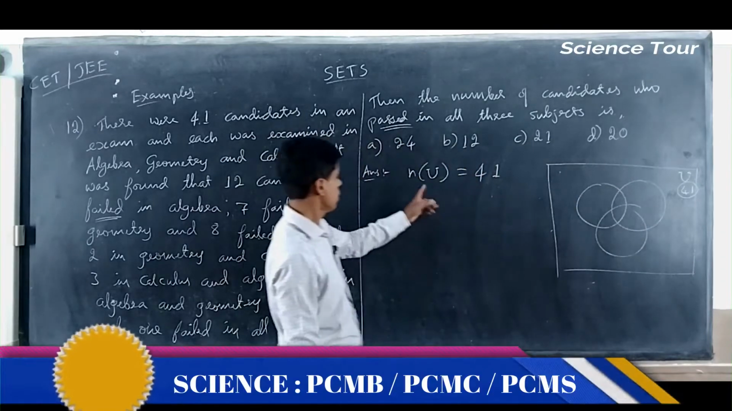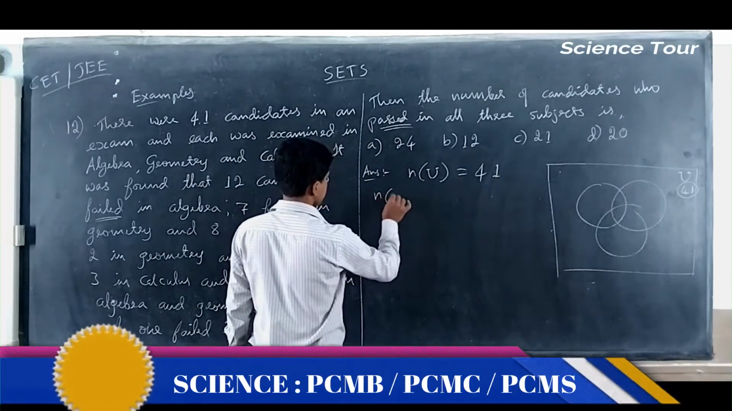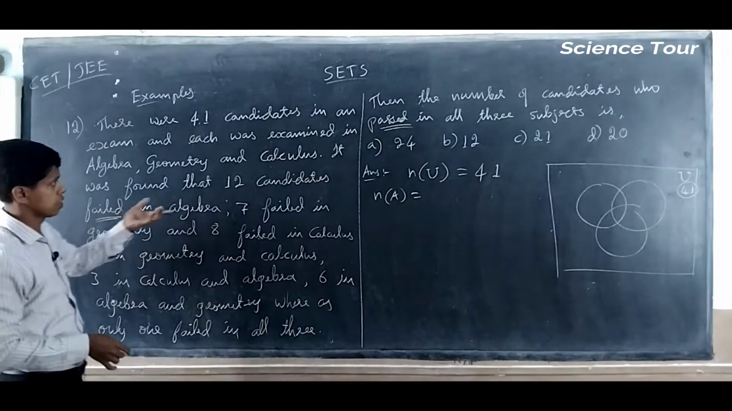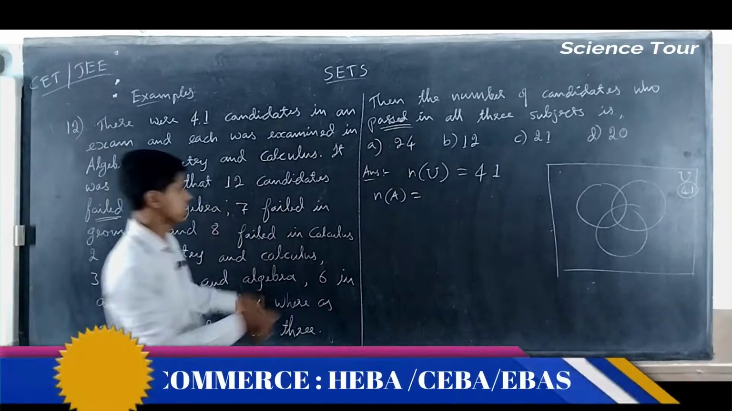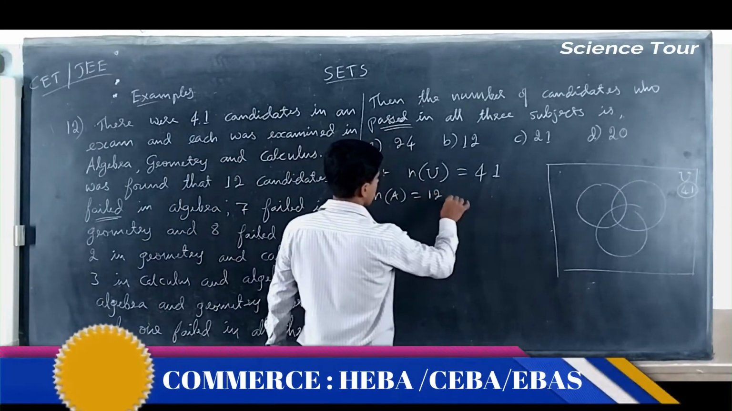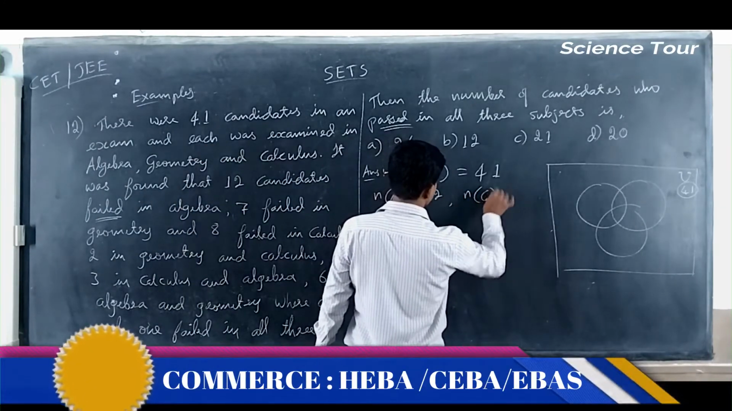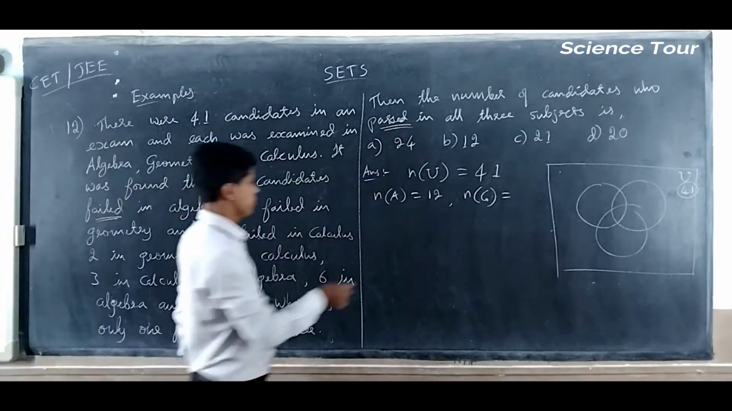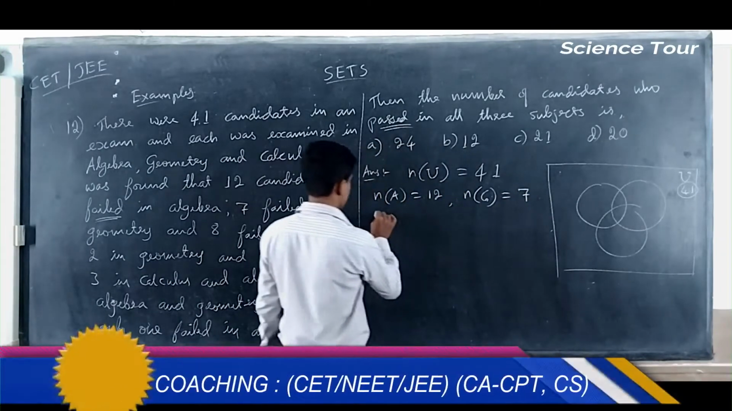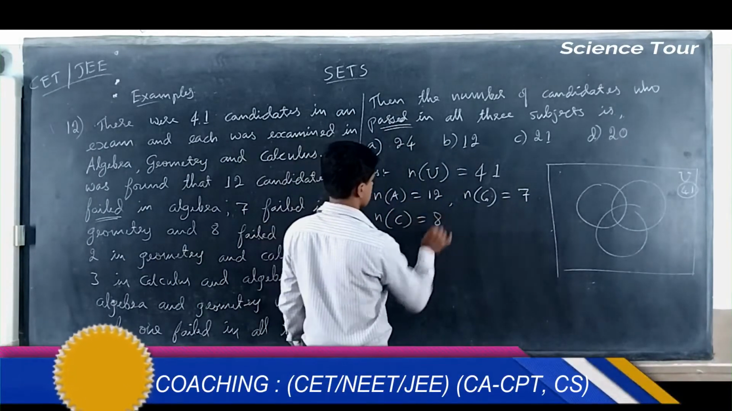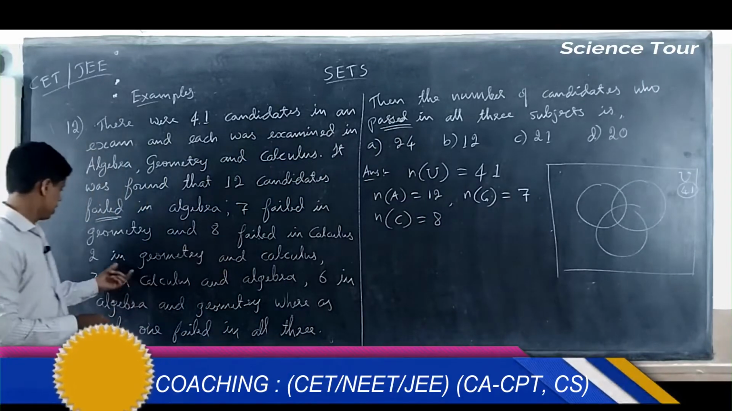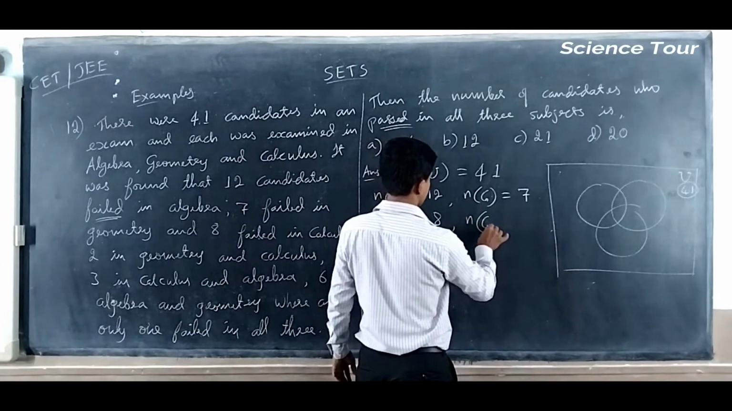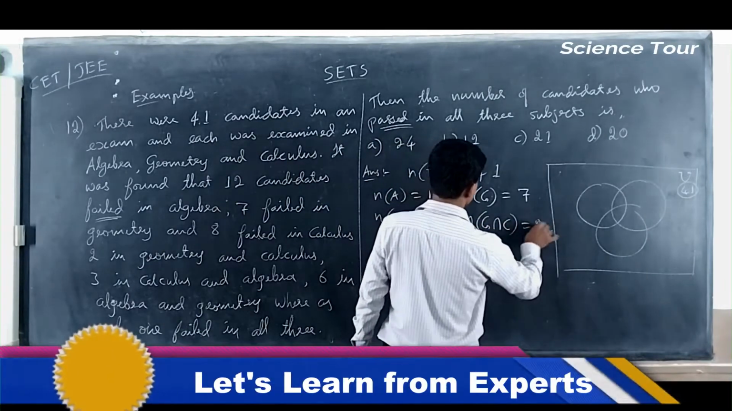Now what about n of A, algebra? How many have failed in algebra? 12 candidates failed in algebra, and how many failed in geometry? Geometry is 7 and 8 failed in calculus. Well, 2 in geometry and calculus, so geometry and calculus is 2.